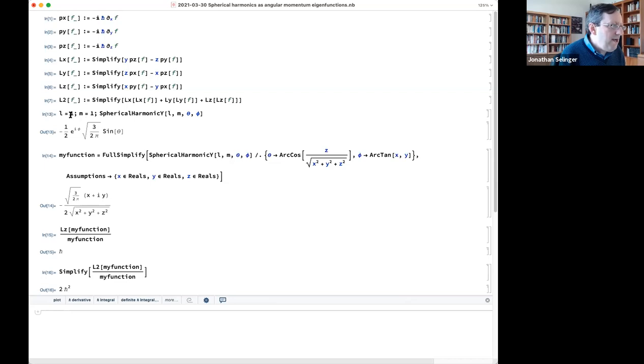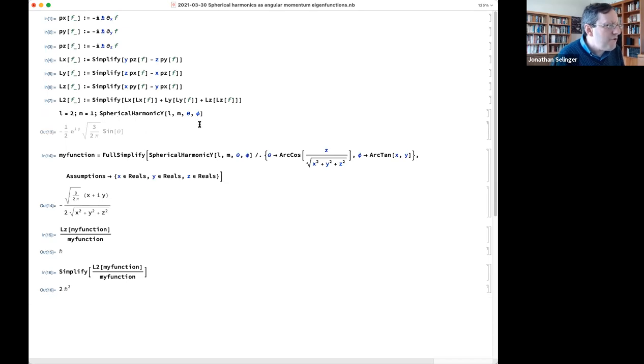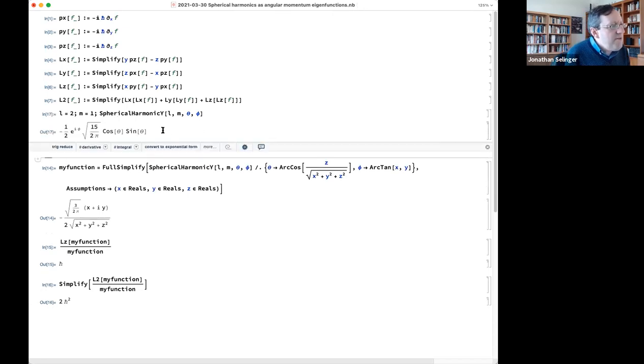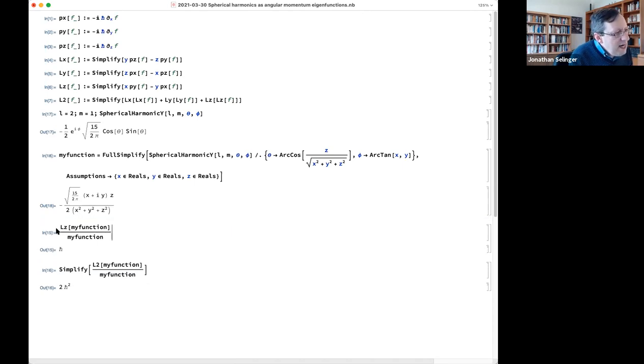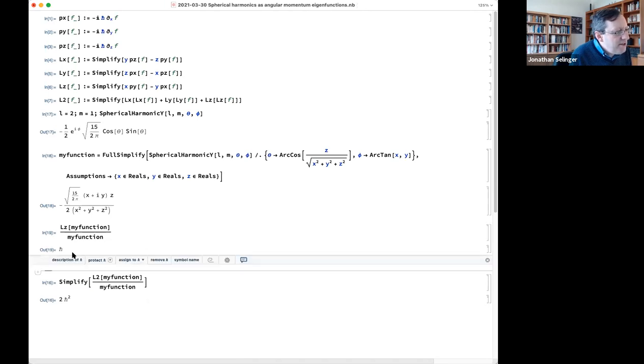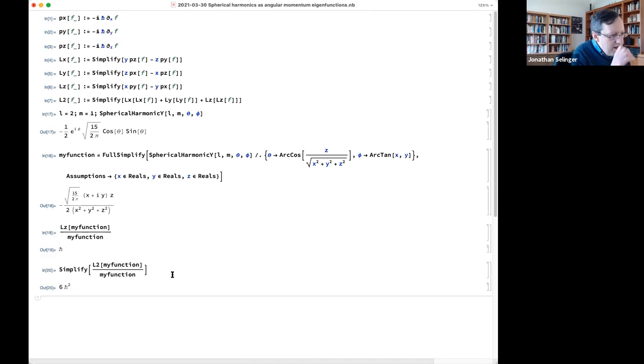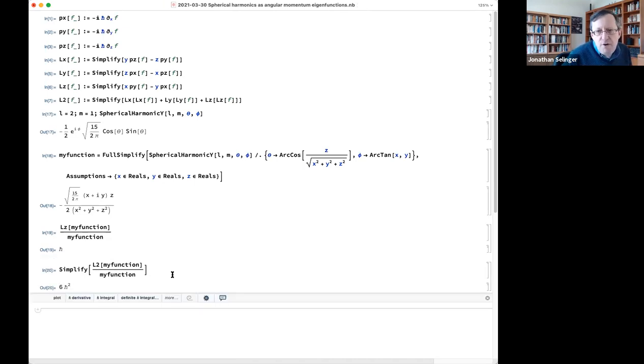Okay, let's go up higher. How about L equals 2, M equals 1? Here's the spherical harmonic in spherical coordinates. Here's the spherical harmonic in Cartesian coordinates. Lz acting on it, yep, it still goes with M equals 1. L squared acting on it, now it's 6 h bar squared. 6, because that's 2 times 2 plus 1.